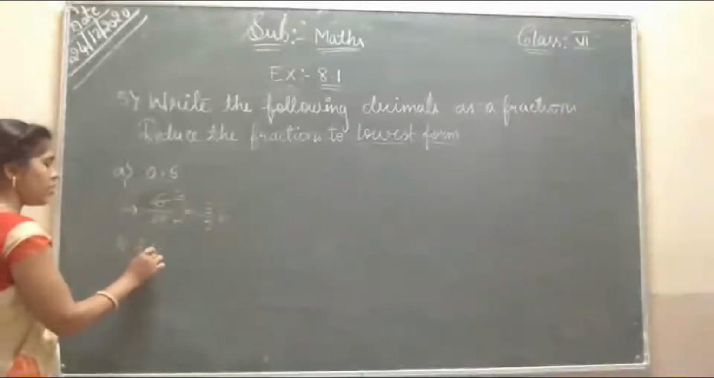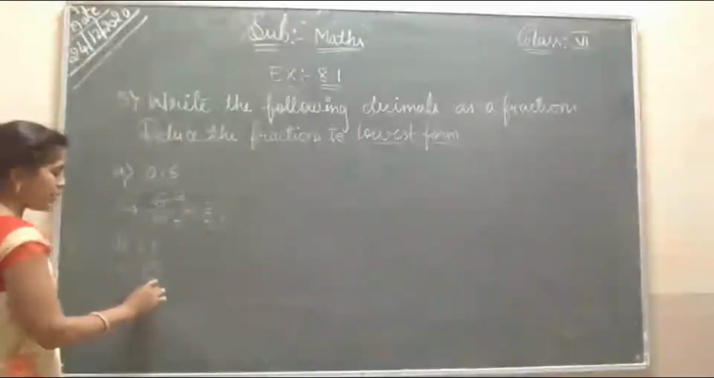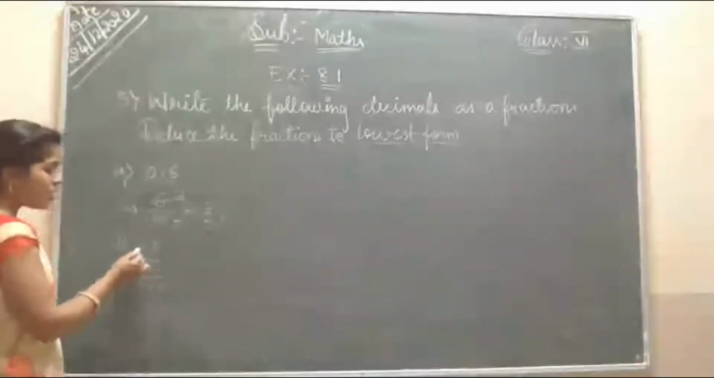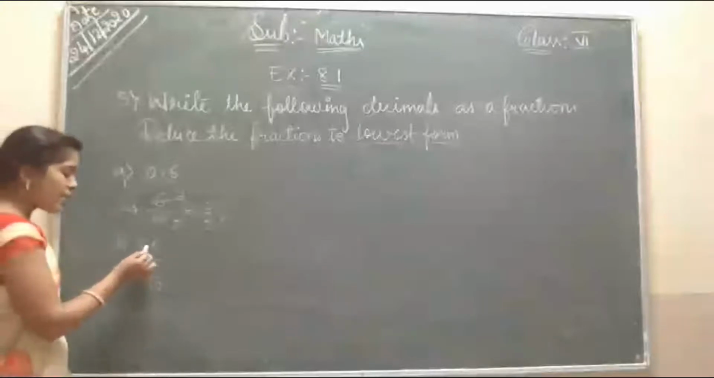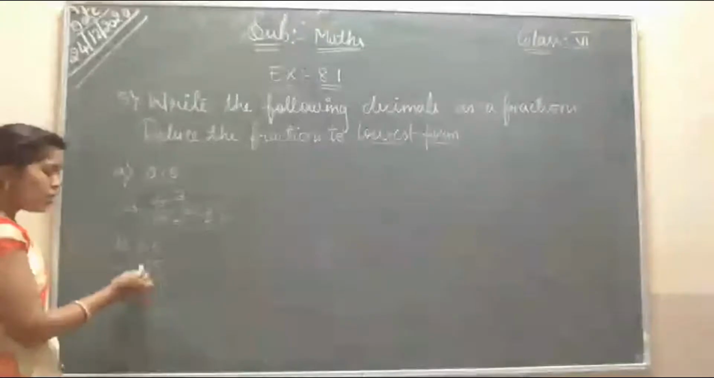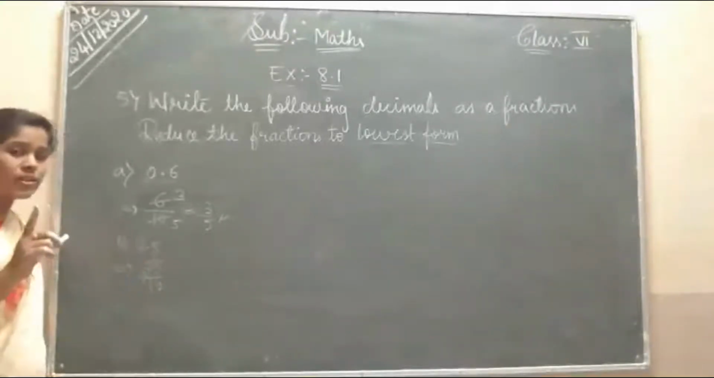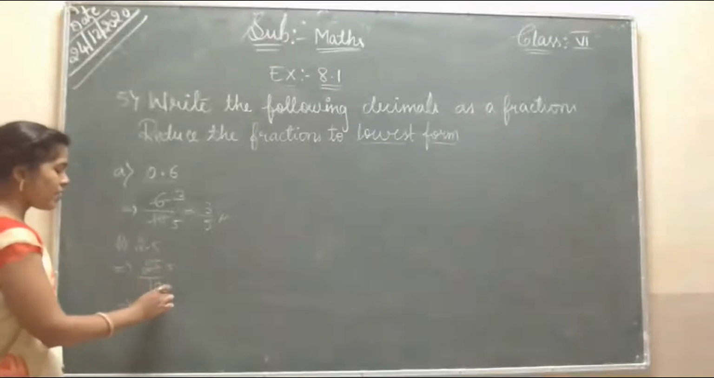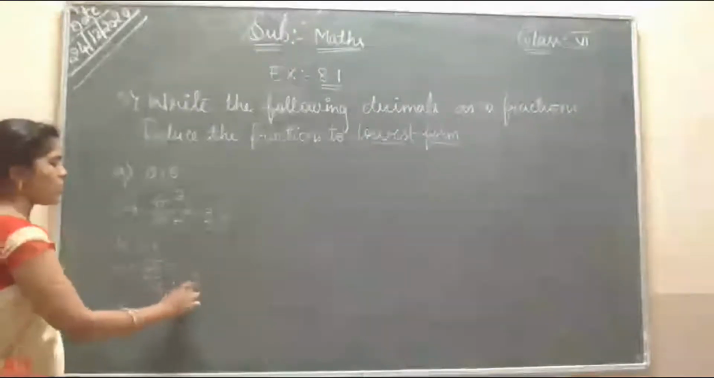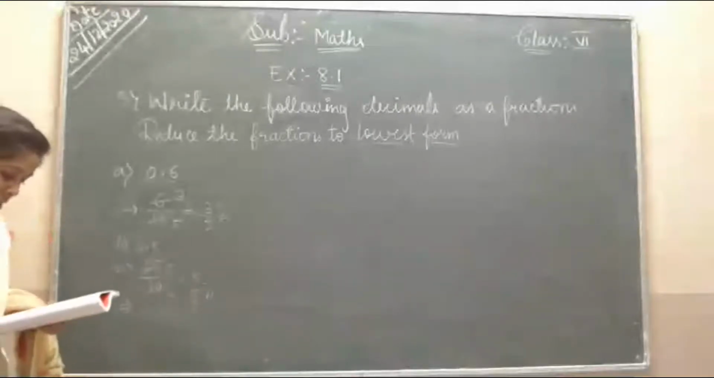2.5. 2.5 is nothing but 25 by 10. Why are we taking only 10? Here there are two numbers, but after one number there is a decimal point, so we take 25 in the numerator and in the denominator only 10. Here 5 5s are 25, 5 2s are 10. So 5 by 2 is the answer. Hope you understood this one.